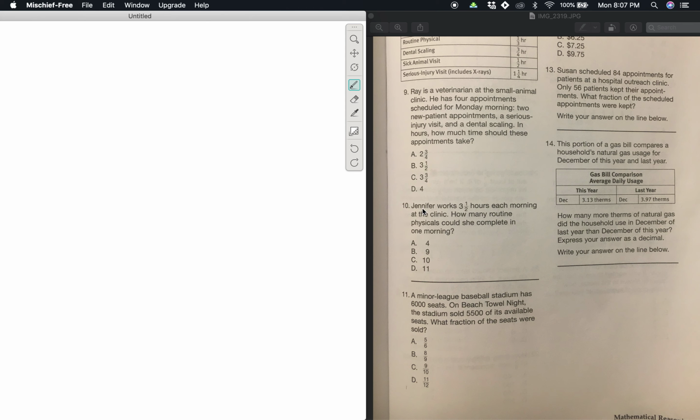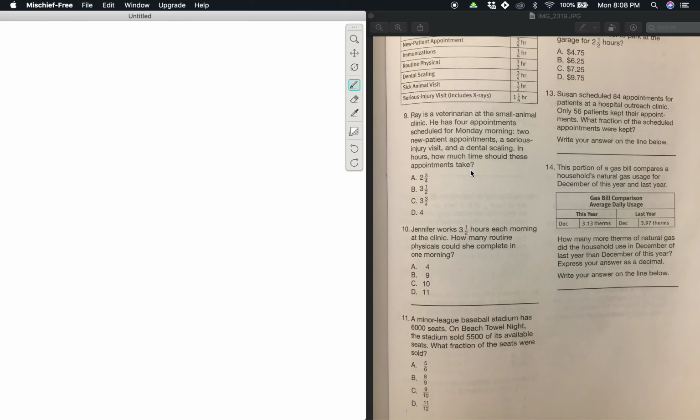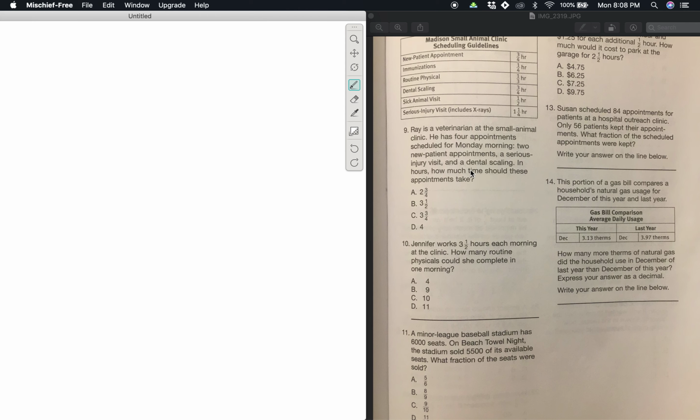So 10, Jennifer works 3.5 hours each morning at the clinic. How many routine physicals could she complete in one morning? Okay, let's see. That is a really good question. So she works 3.5 hours each morning at the clinic. A routine physical is 1/3 of an hour, and she has 3.5 hours.